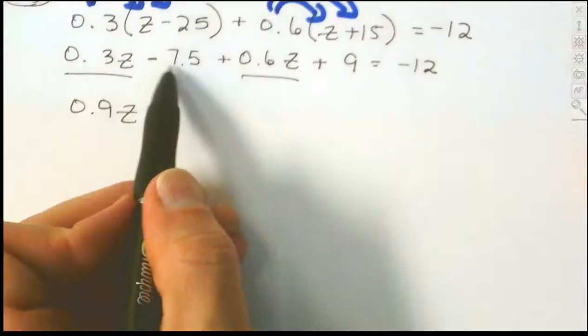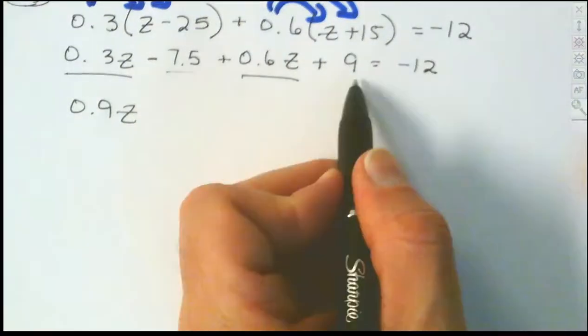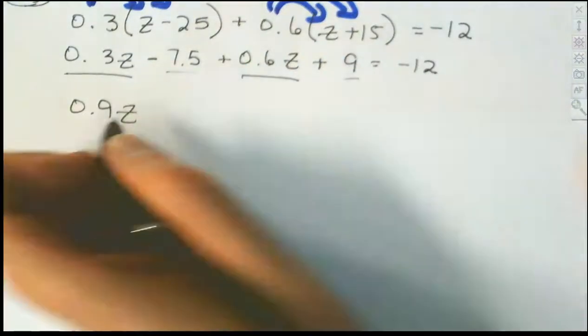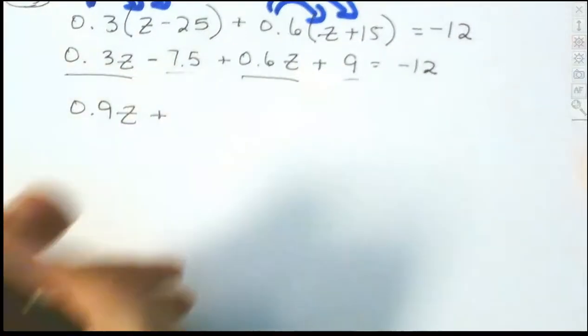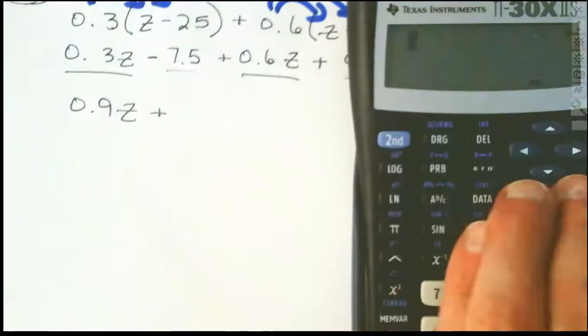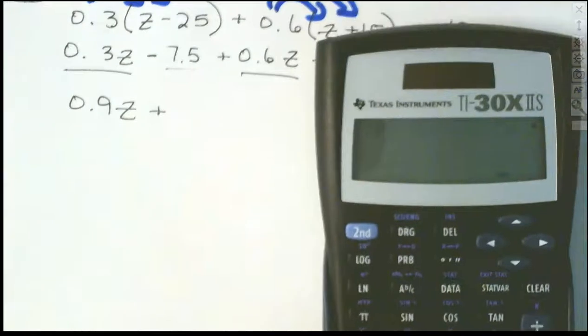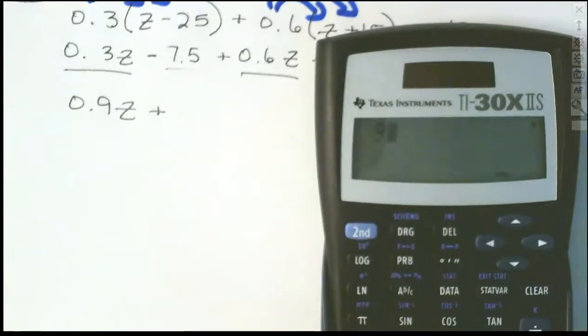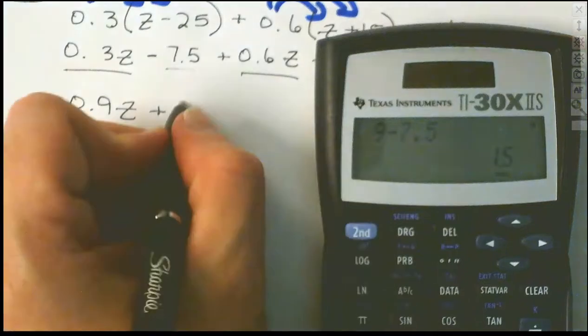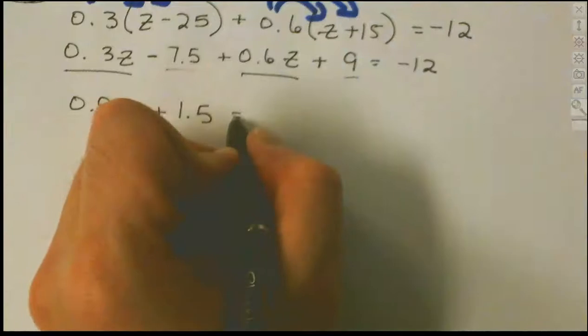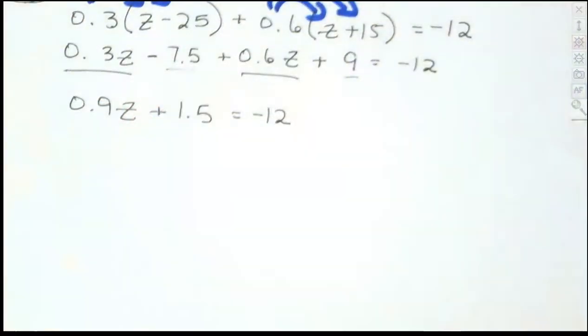Next, we've got negative 7.5 and positive 9. 9's bigger, sign's positive. So now we'll just go ahead and subtract. So what do we have? We have 9 minus 7.5. That comes out to be 1.5. And that equals now your negative 12.